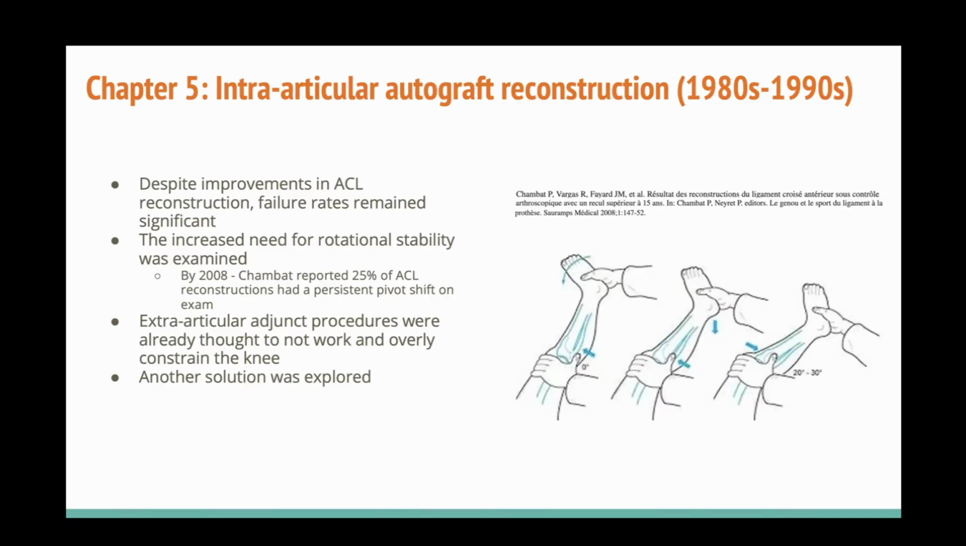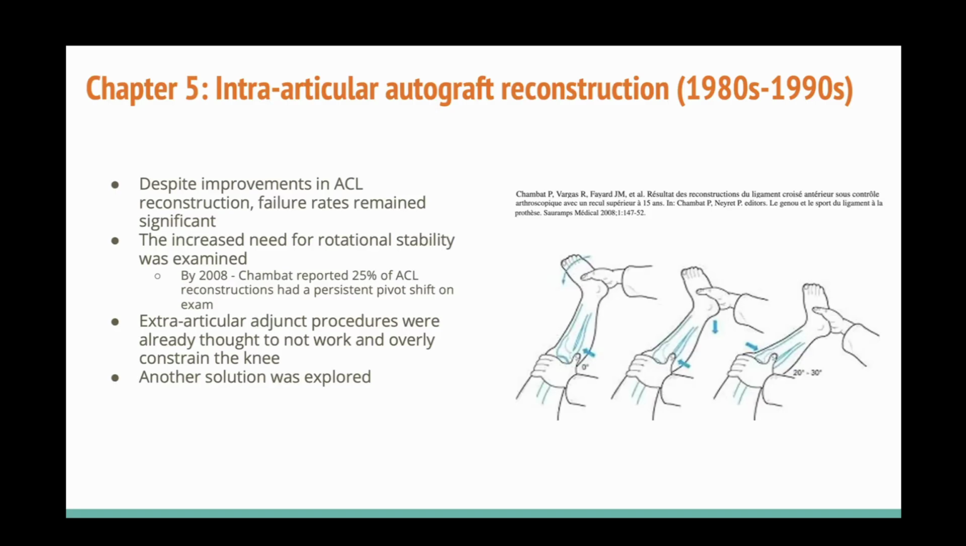So, despite improvements in ACL reconstruction, people recognize that failures remain significant. This is a very good surgery. It's a great surgery, but it's not a perfect surgery. And in 2008, it was reported that 25% of ACL reconstructions had a persistent pivot shift on exam.